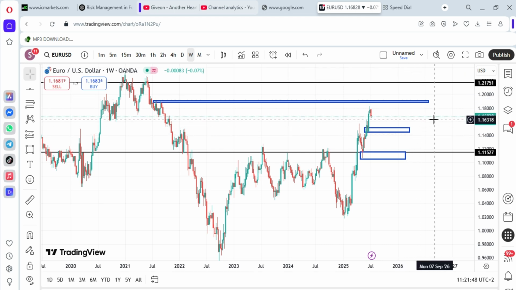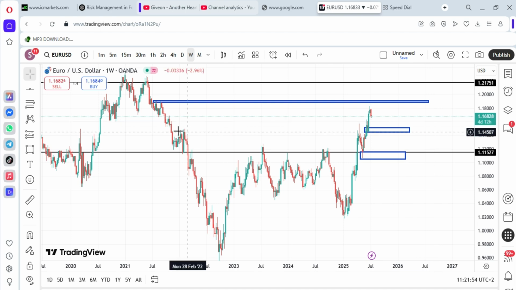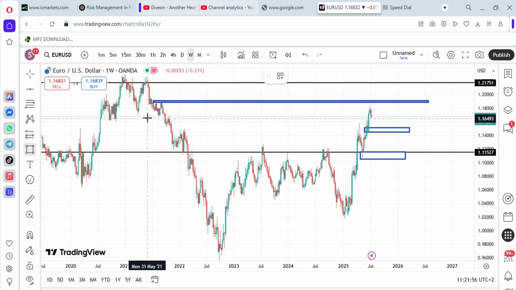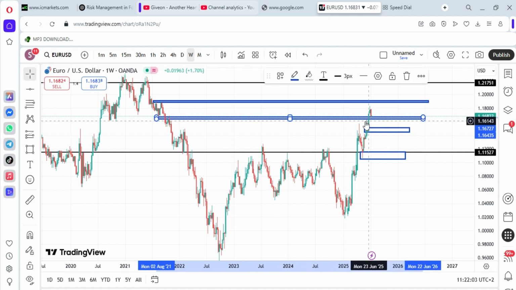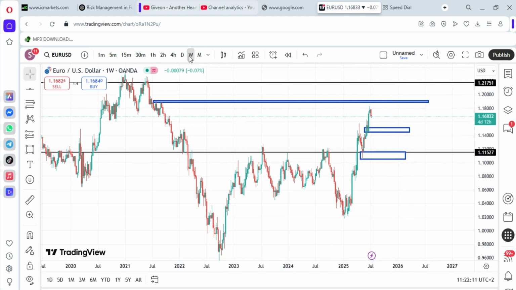As you can see here, price broke out of this area, out of this danger zone. So now it looks like it wants to come back and retest this area. Let's continue. Let's go to the daily.